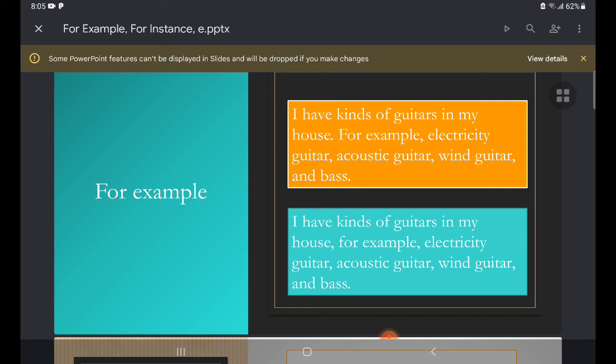And then we get to the second style: I have kinds of guitar in my house, comma, for example, electric guitar, acoustic guitar, and so on. Those two sentences have the same meaning, but in the style of grammar they have big differences, because while we are using for example, we have to notice the style of point, comma, and also the style of clause that we want to use.